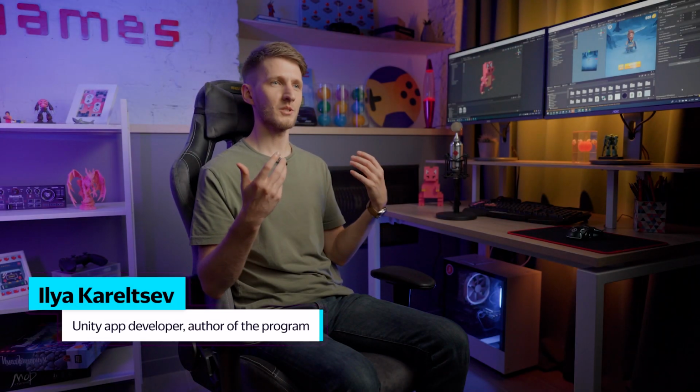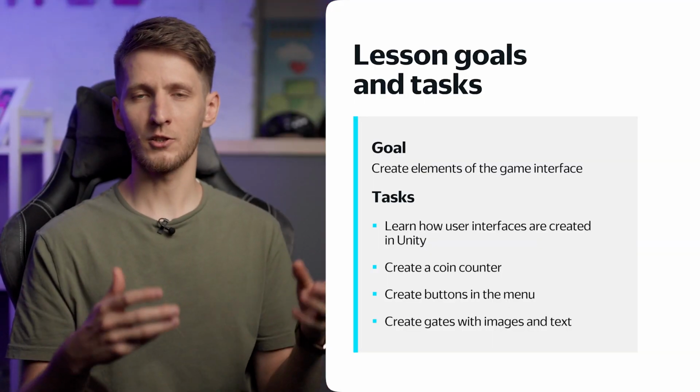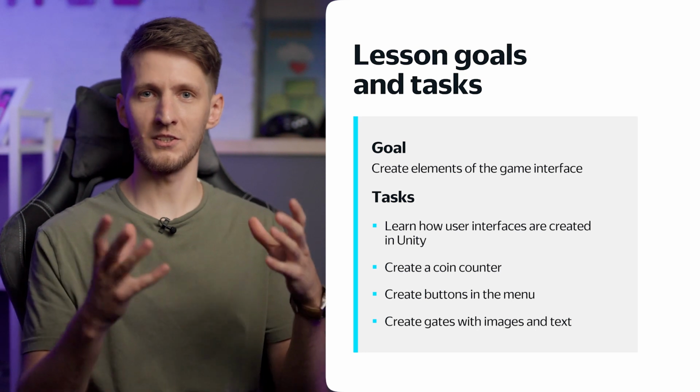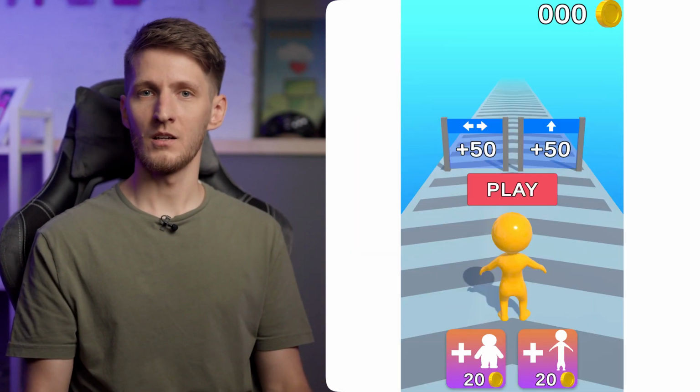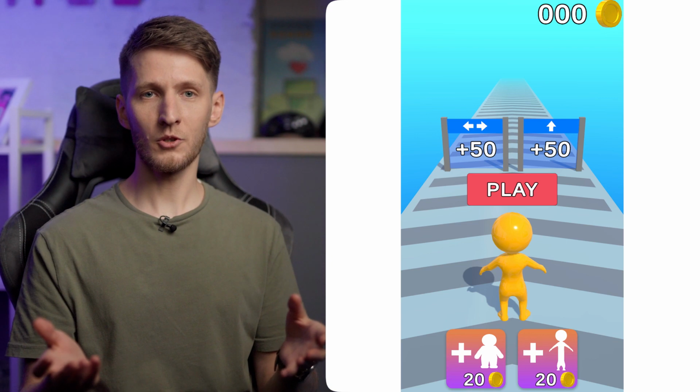Hello everyone. Today we'll learn how to create interface elements. We'll create a coin counter, a menu button, and a gate with images and text. This is what the interface we get in the end will look like.